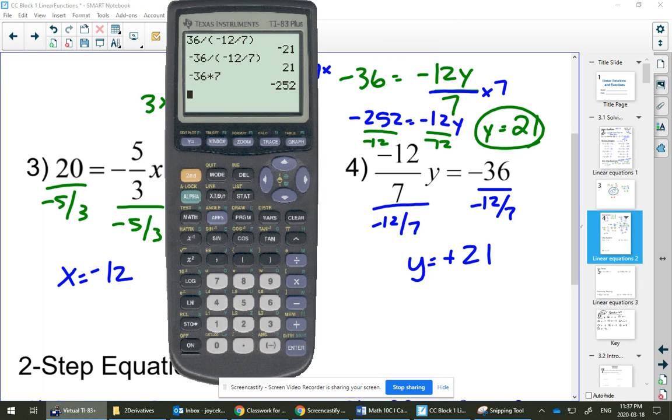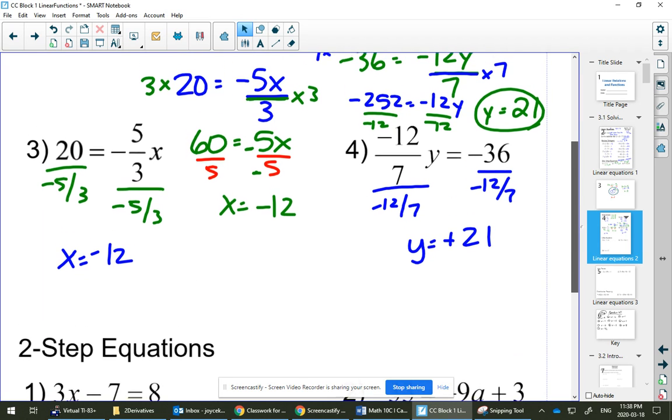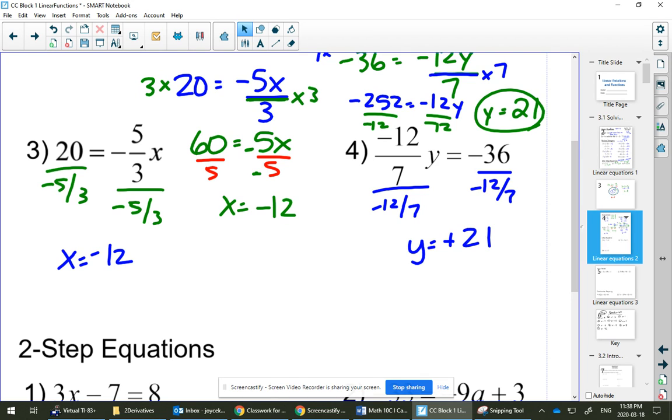So again, on the calculator, I had negative 36 times 7 was negative 252. And if I divide by negative 12, I get 21. So again, when you're dealing with fractions, sometimes it's easier to turn it into a two-step problem. You can keep it as a one-step, but just be very careful about the brackets on your calculator. I would suggest at this point, maybe pause the video, try doing those on your calculator, make sure you're comfortable with the steps.